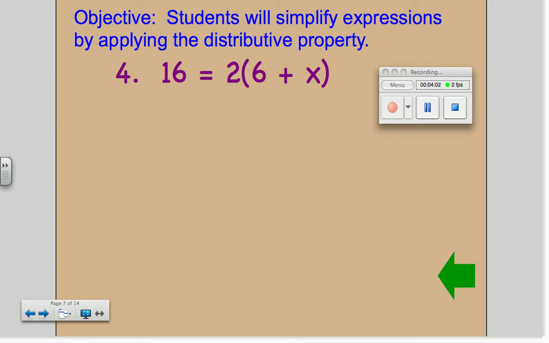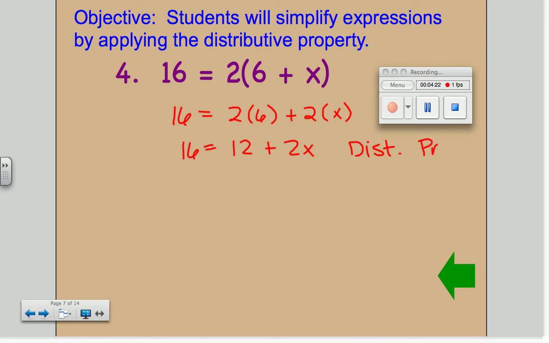16 equals 2 times 6 plus x. This is 2 times 6 plus 2 times x. 16, using distributive property, is 12 plus 2x. Again, I'm just abbreviating now, distributive property. Now, no like terms to combine, so let's just start getting rid of this stuff. We're going to get rid of the 12 first. 12 is positive, so we're going to do the opposite and subtract 12. I need to do the same thing here then, minus 12. So subtract 12 from both sides.